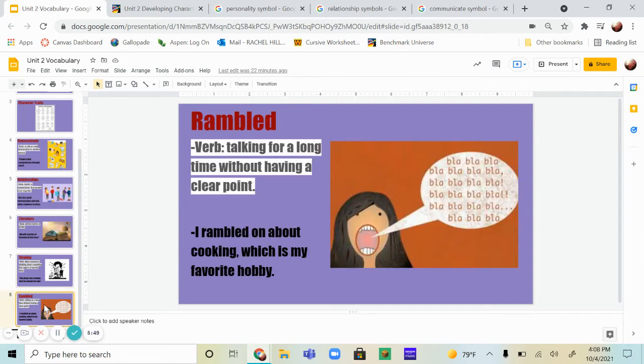Our last vocabulary word is this one, rambled. I think you all know what this is. It's when someone is talking for a long time without having a clear point. Our sentence for this one is, I rambled on about cooking, which is my favorite hobby.